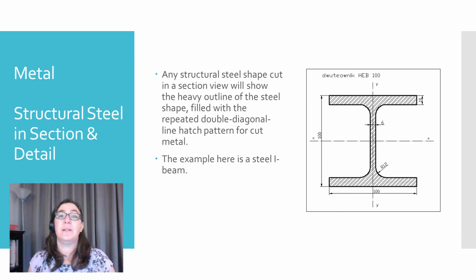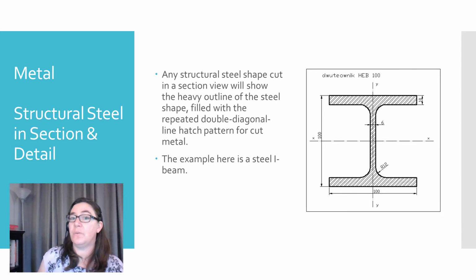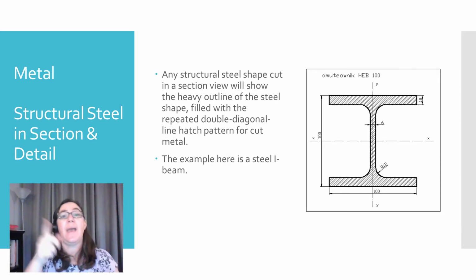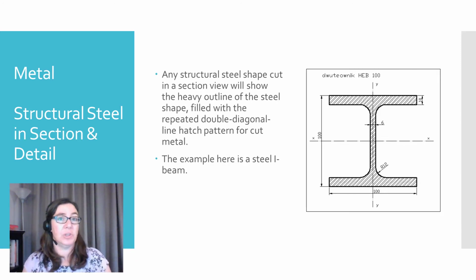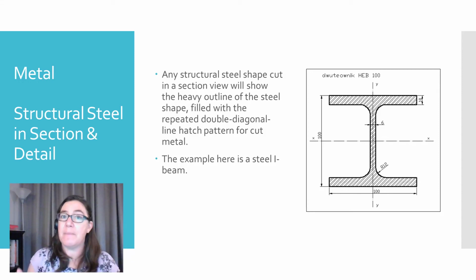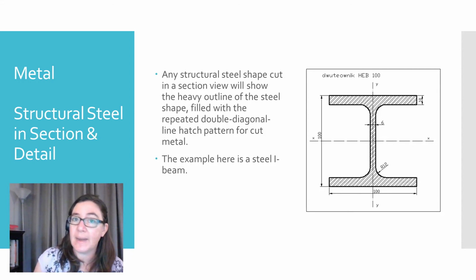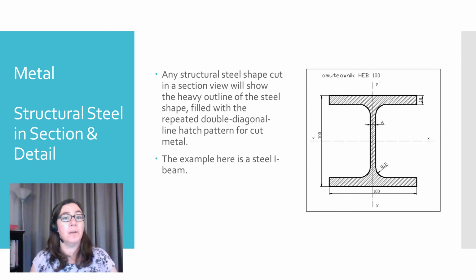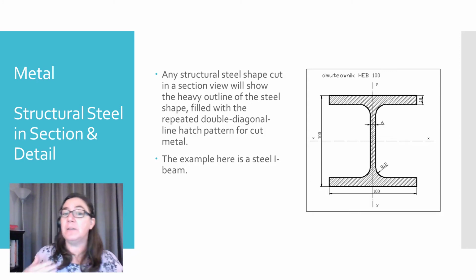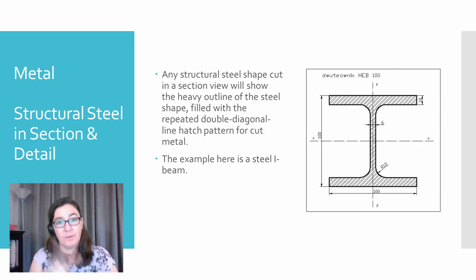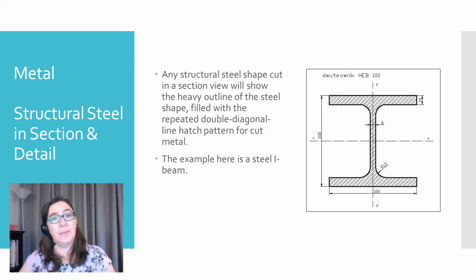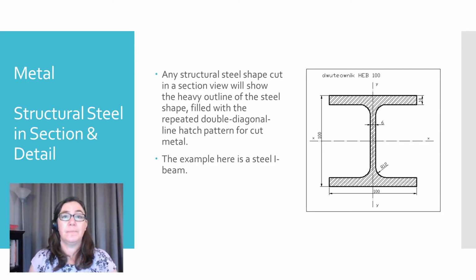Any structural steel cut in a section view or a detail is going to show a heavy outline of the steel shape. And again, like I mentioned, if you are zoomed in enough, if you are using a large enough scale to see a hatch pattern, it's a repeated double diagonal line. So you can see two together, two together, two together. That's steel.